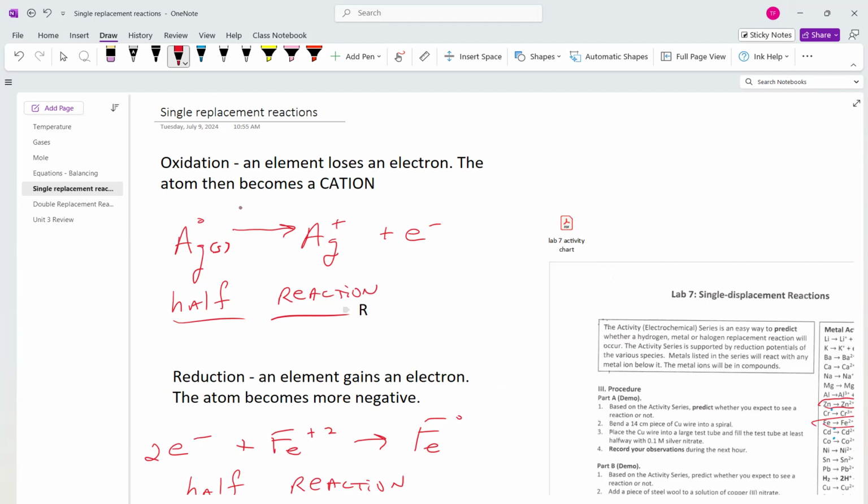If this reaction involves iron and silver, iron, this is the salt now, like iron 2 sulfate or something like that. If this gives off 1 electron and this requires 2 electrons, we've got to do something about the reaction above. So what we're going to do is multiply the reaction above by 2 to kick the electrons up to 2.